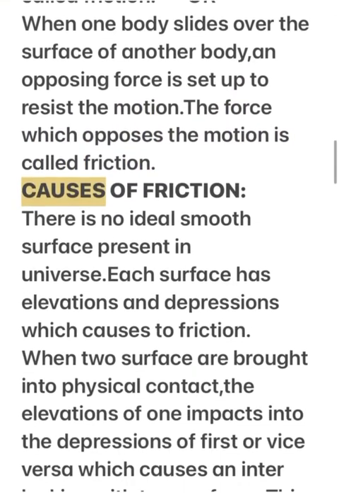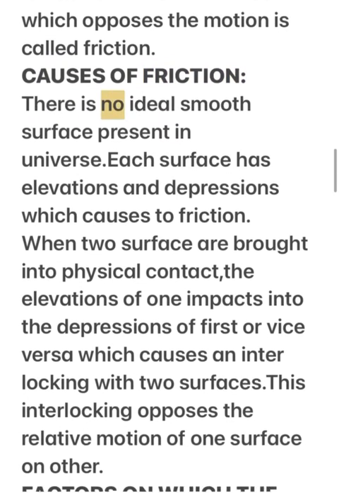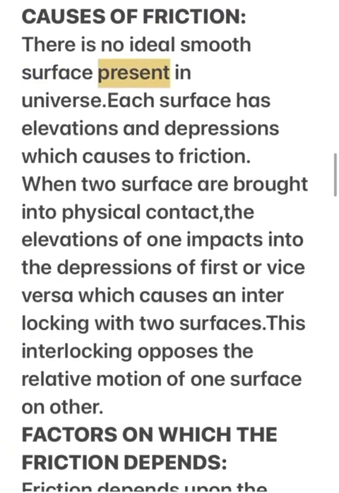Causes of friction: there is no ideal smooth surface present in the universe. Each surface has elevations and depressions which cause friction. When two surfaces are brought into physical contact, the elevations of one impact into the depressions of the other, or vice versa, which causes an interlocking of the two surfaces. This interlocking opposes the relative motion of one surface on the other.